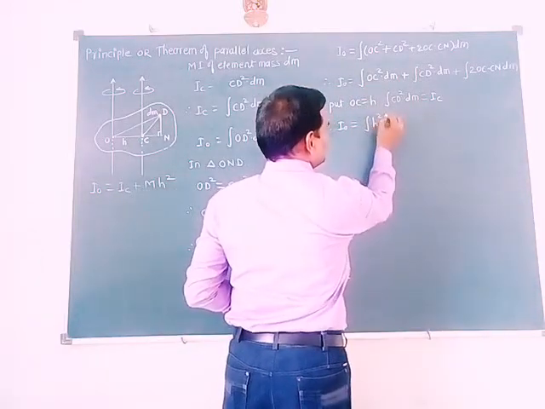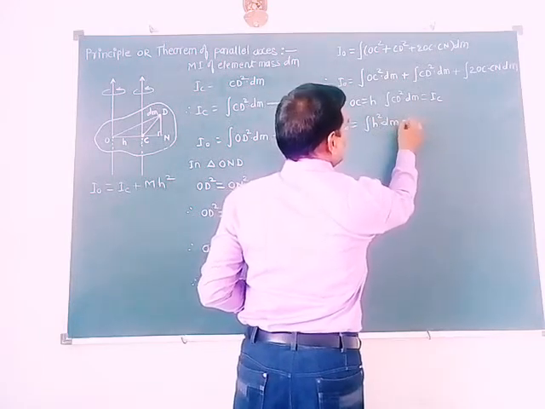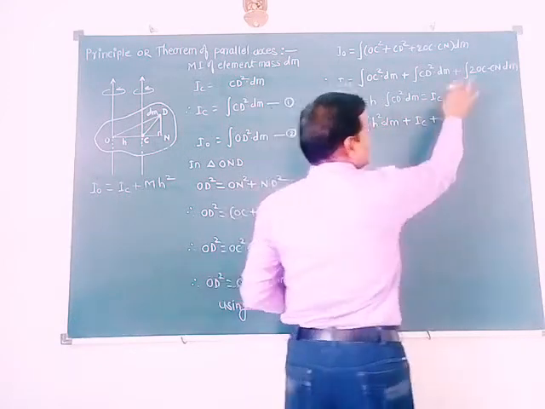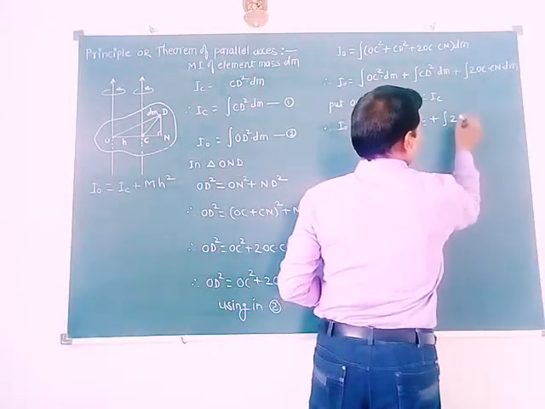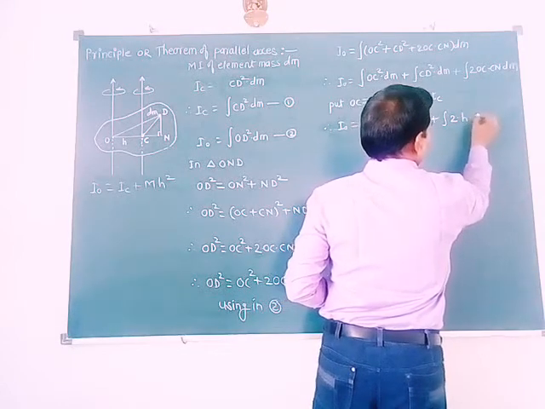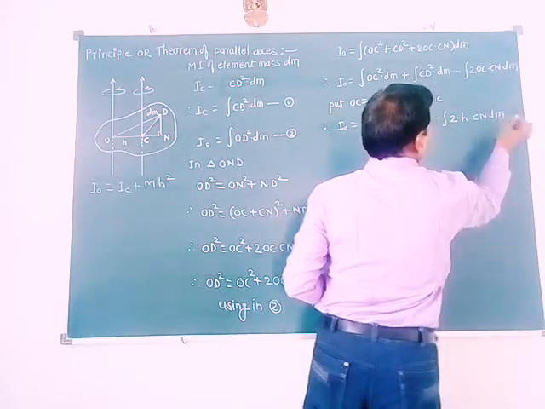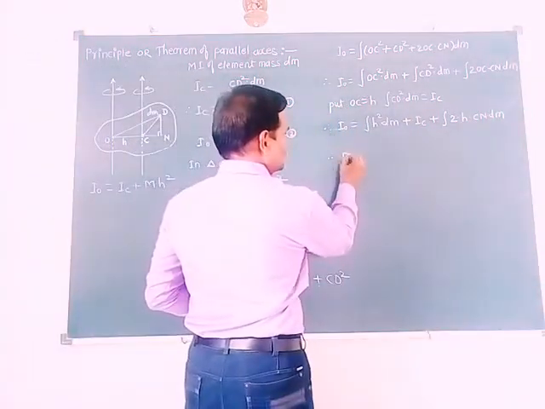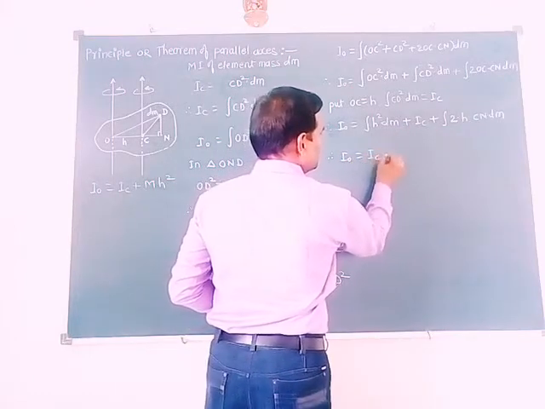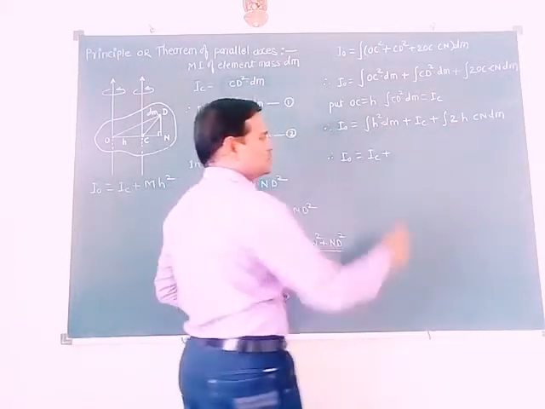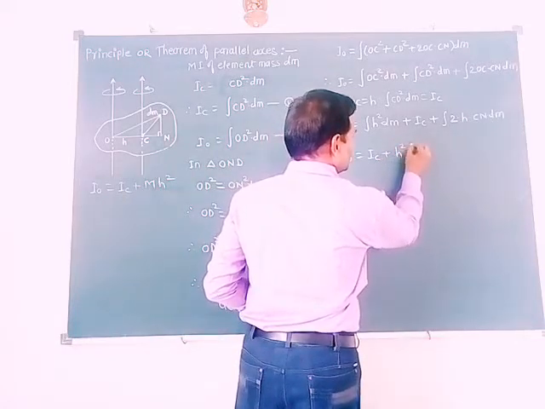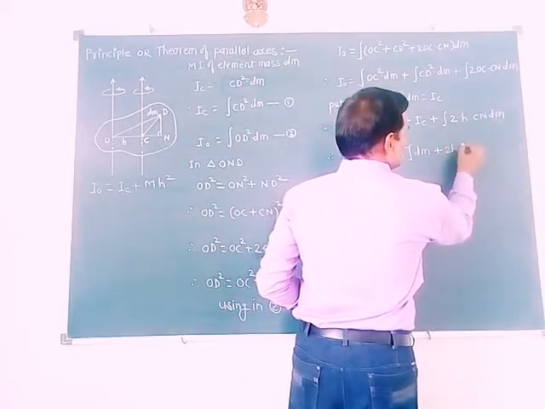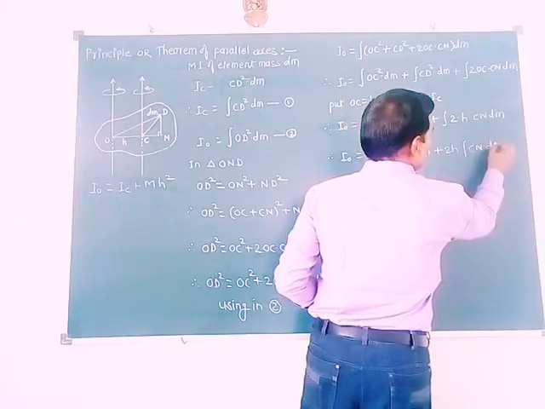So it is H square into dm plus, instead of CD square into dm it is IC plus, here again integration of 2 OC, that is H, into Cn into dm. Just adjustment of terms. So IO equal to IC plus, H is constant, take it outside the integration. So here H square into integration of dm, here again 2H is constant, integration of Cn into dm.